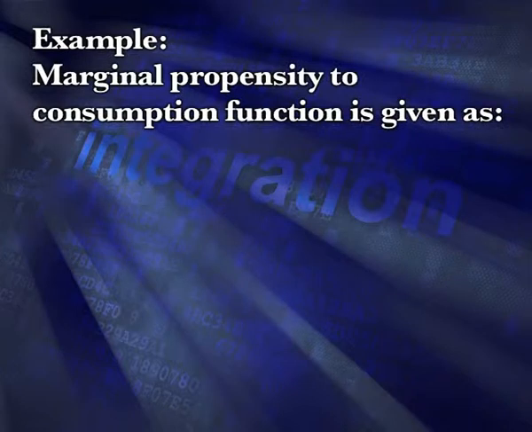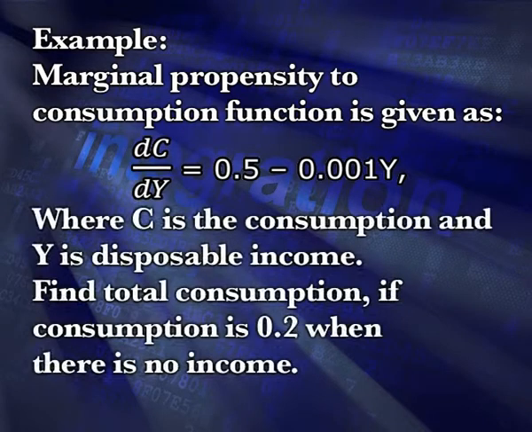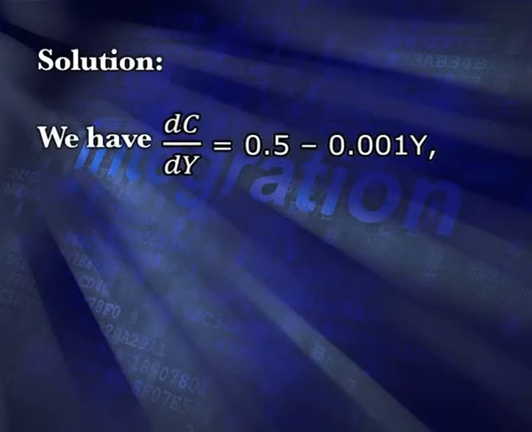Okay, now let's take the next example. The marginal propensity to consume function is given as dC by dY, which is equal to 0.5 minus 0.001Y, where C is consumption and Y is disposable income. Find the total consumption if consumption is 0.2 when there is no income. Now let's see the solution.